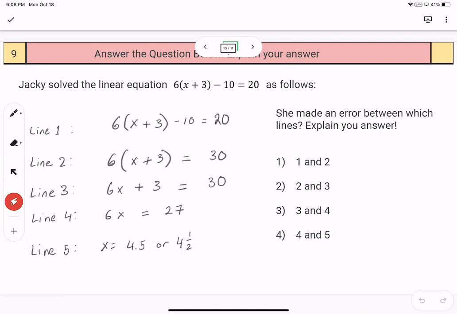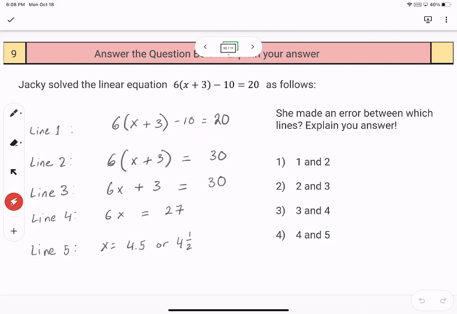Explain your answer. So if we're taking a look at this, in line 1, she rewrote the problem. 6 times (x + 3) minus 10 is equal to 20. And line 2, something changed. What changed? This 10 is gone, and this 20 now became 30. So what did she do? She added 10 to both sides.